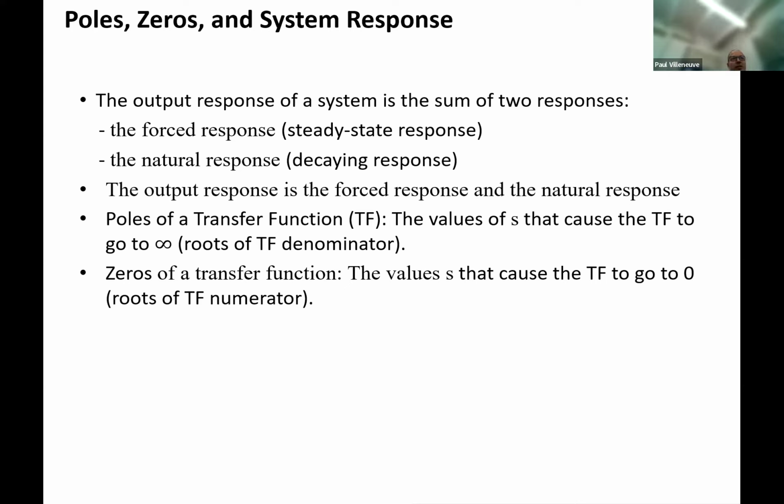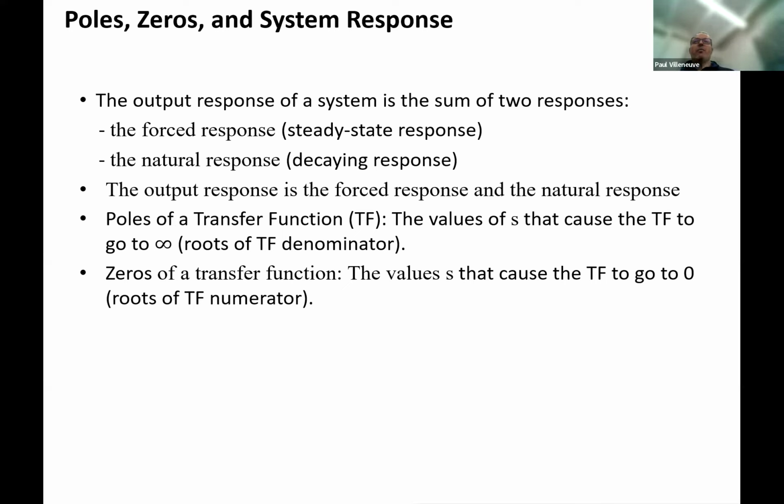So remember what a pole is. A pole is of your transfer function. This is just for the transfer function because we already talked about BIBO stability, bounded input, bounded output. So we can look at the poles of the transfer function, and that is going to tell us if the output is going to be bounded based on a bounded input. So our poles are the roots of the denominator of our transfer function. All it is. And our zeros are the same, except they're the roots of the numerator of our transfer function.